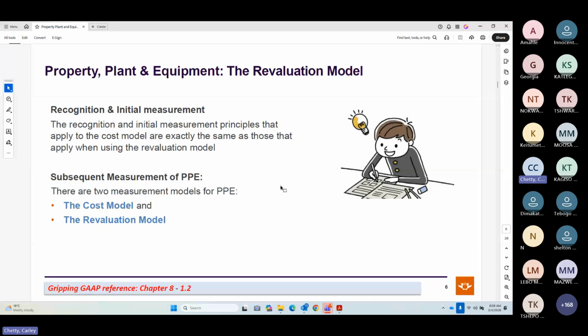Let's move on to the recognition and initial measurement under the revaluation model. So the recognition and initial measurement principles that we learned for the cost model are the same and are going to apply when using the revaluation model. So when we look at subsequent measurement of PPE, there are two measurement models for PPE, the cost model and the revaluation model. We have looked at the cost model in prior weeks, and this week we are looking at the revaluation model.